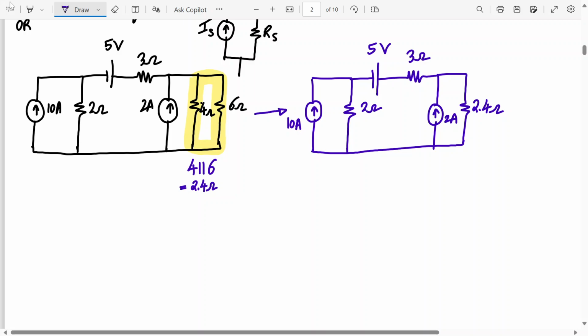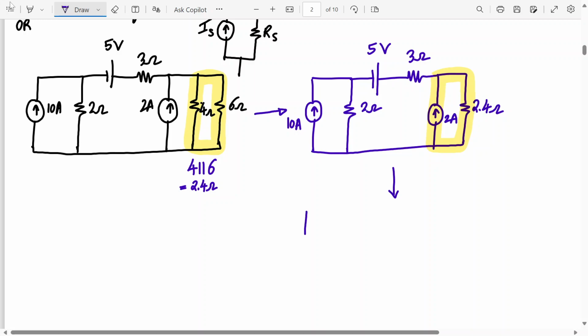Now what do you see? What can we convert? Can we convert this current source with a parallel resistance to a voltage source with a series resistance? Yes or no? Yes, sir. Yeah. So let's do that.